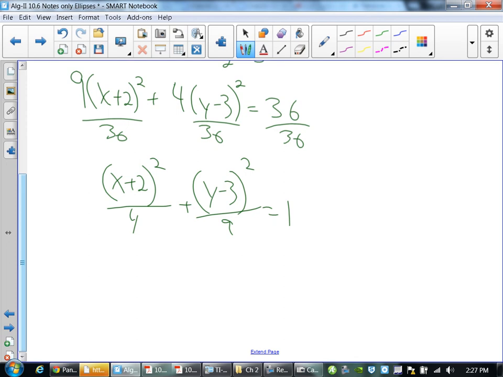A circle will have A and B values that are the same. Because if you think about it, in a circle, if you're going from the center to your vertex, wouldn't that also have to be the same distance from your center to your co-vertex? So a circle's an ellipse. So this is an ellipse that has to be stretched what direction? Up and down. It's vertically.